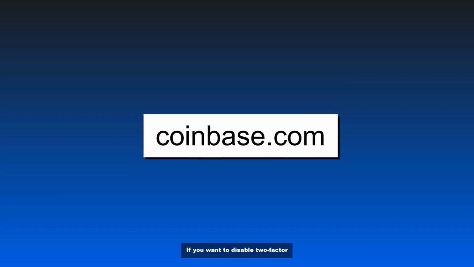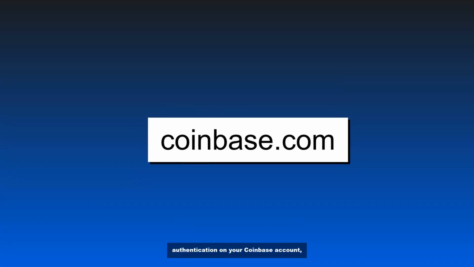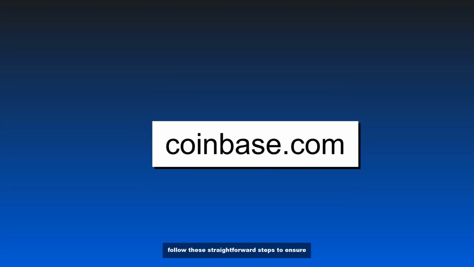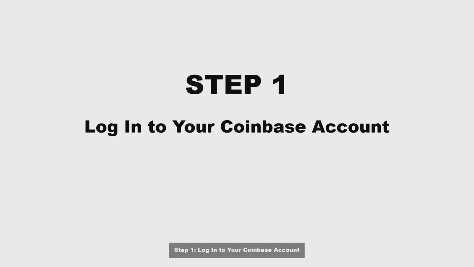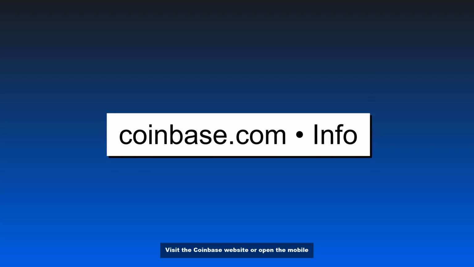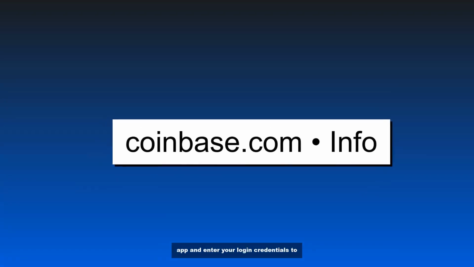If you want to disable two-factor authentication on your Coinbase account, follow these straightforward steps to ensure the process is completed correctly. Step 1. Log into your Coinbase account. Visit the Coinbase website or open the mobile app and enter your login credentials to access your account.